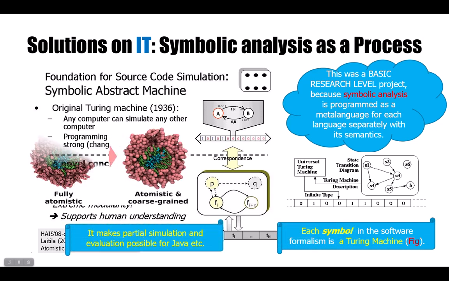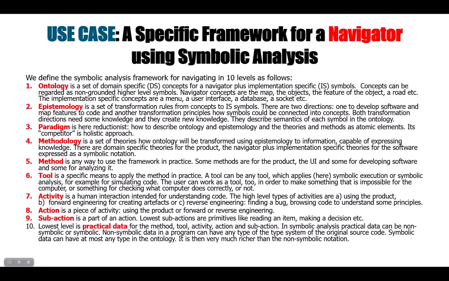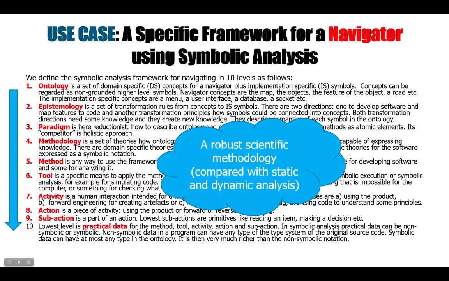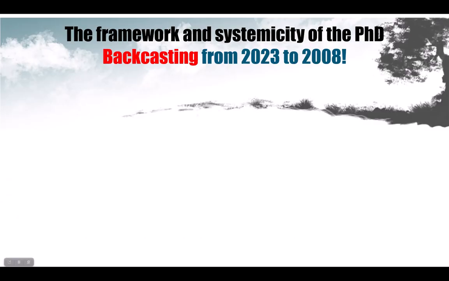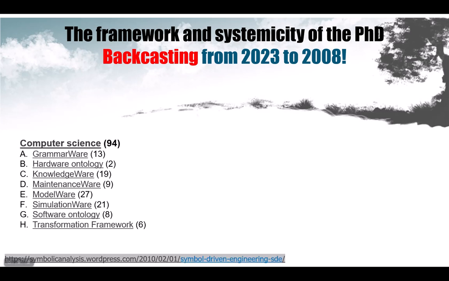Each symbol in code is a Turing machine. It's a discovery. Source code analysis process is a navigator. It navigates source code. There is ontology, grammar, epistemology, and so on. Then combining systemic and symbolic approaches, here backcasting from today into the time before the work.